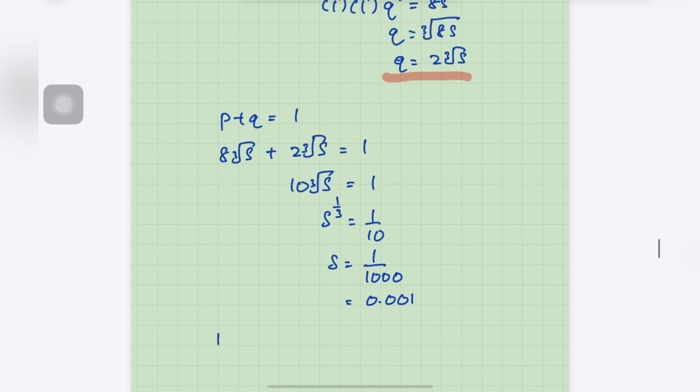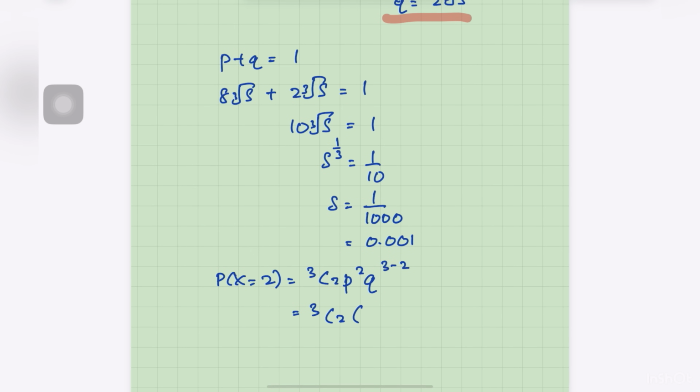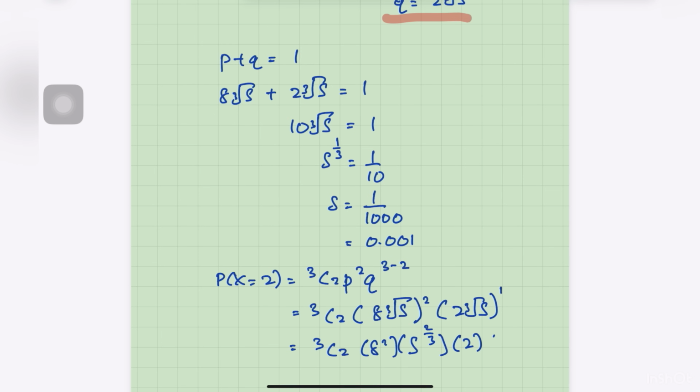Okay, so next find P, x equals 2. So 3C2, P power of 2, Q power of 3 minus 2. So this one 3C2, P is 8 cube root S squared. Q is 2 cube root S, power of 1. Okay, so ni dapat 3C2, 8 squared. Okay, so ni S power of 2 over 3. Okay, so 2. This one S power of 1 over 3.